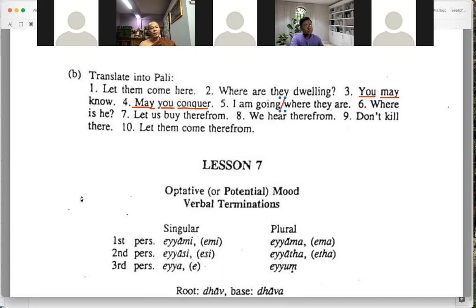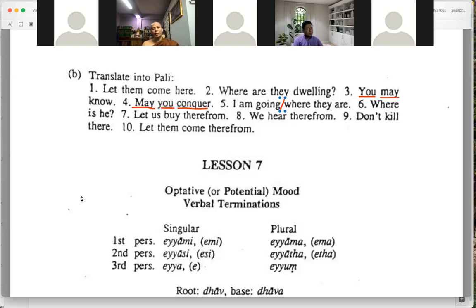And then number 7. Let us buy there from. Because of let, we understand, oh, this imperative. And because of us, past person plural. So subject is mayan, and then ma. Imperative move past person plural ma. Mayan ma buy. Buy mean kina. So kina ma. Mayan kina ma. There from is the same as from there. So the door. Mayan the door kinama.